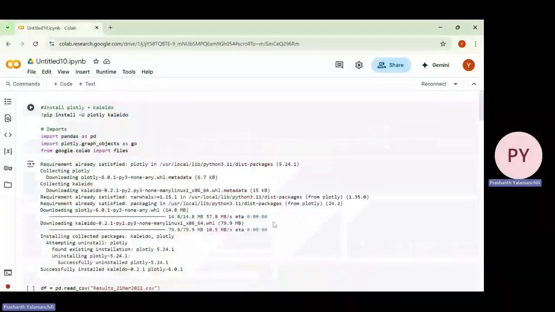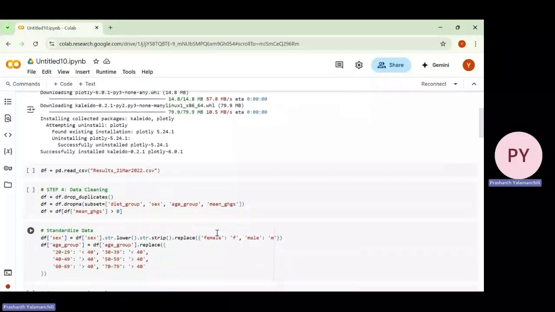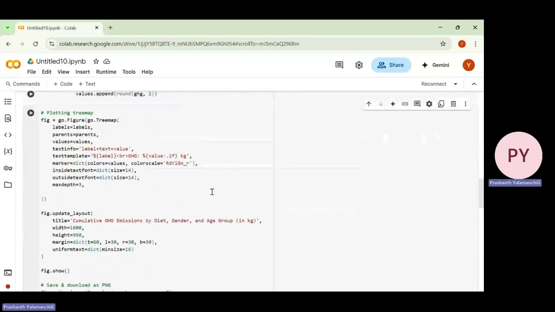In the coding part, we first import the necessary libraries and then did some basic data cleaning, and then started by standardizing the data by dividing it into age groups, that is lesser than 40 and greater than 40. And for data preparation, the mean of all 1000 participants has been taken separately for each group of every diet group. All the age groups are aggregated by diet groups, and the mean of greenhouse gas emissions has been calculated. And then we started building our tree map.